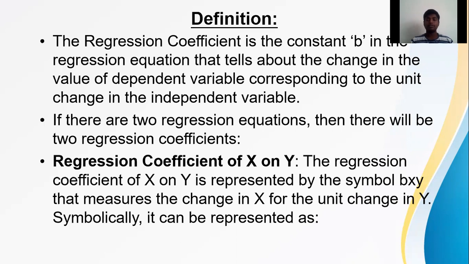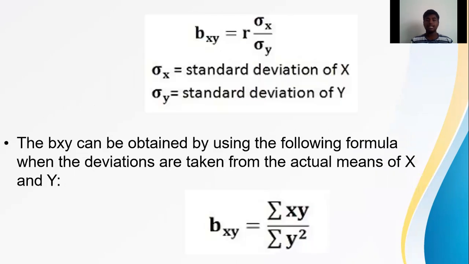The regression coefficient of x on y is represented by the symbol bxy that measures the change in x for the unit change in y. Symbolically, it can be represented as bxy equals r into sigma x by sigma y. Here sigma x stands for standard deviation of x, sigma y stands for standard deviation of y.